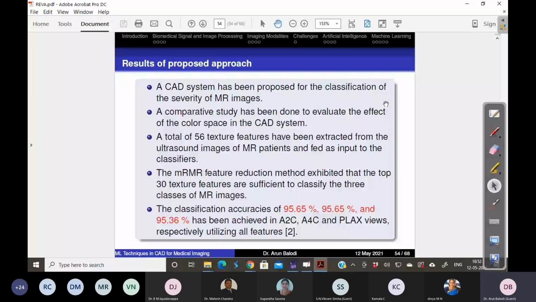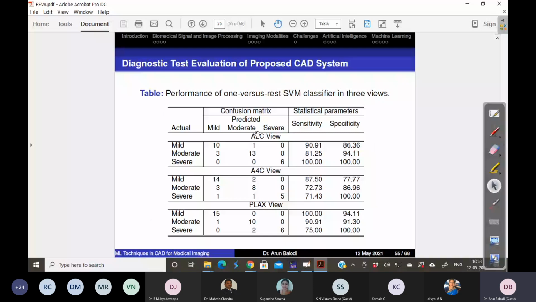So the classification approach that we found, the CAD system that we have solved, we got the classification accuracy of 95.65%, 95.65%, and 95.36% in 3 different data sets. And if you see here, the performance of the one versus all SVM classifier, that is a confusion matrix, I can say. So if you see here, this is the A2C, A4C, and A4C, 3 different data sets.